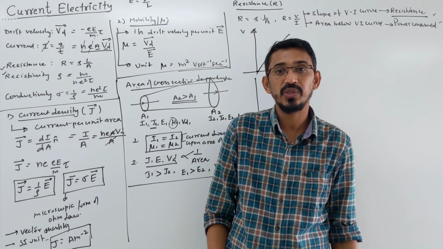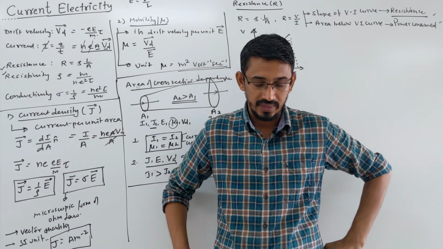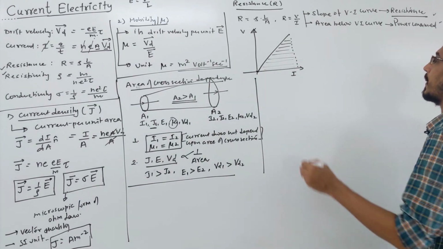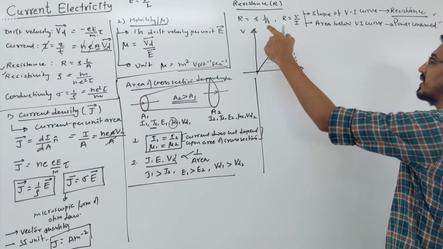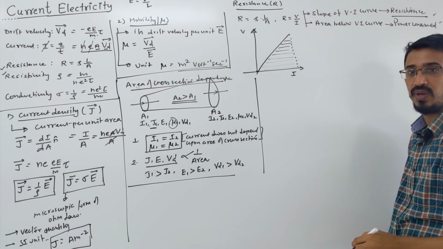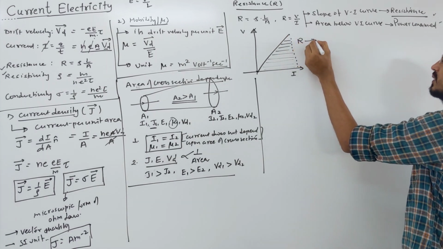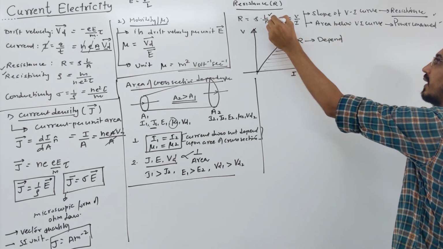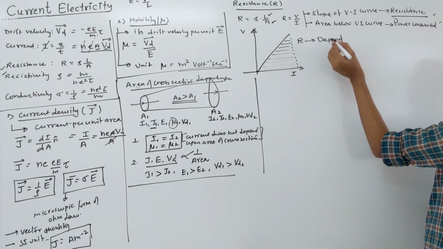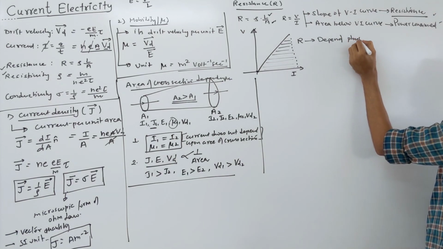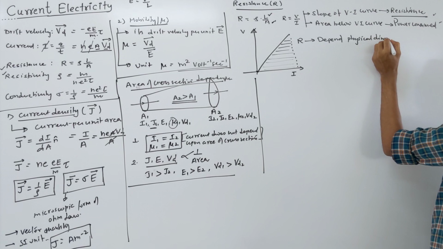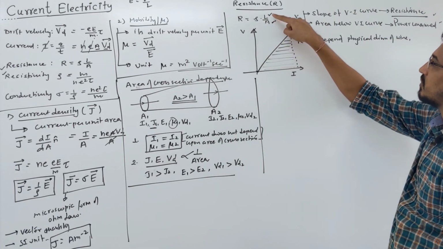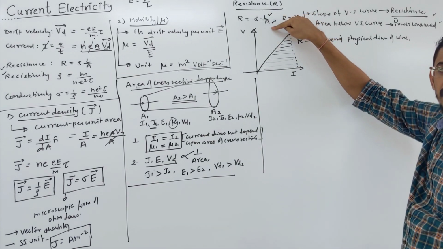Now, after this, I will do small shortcut questions. Some very important shortcuts I will discuss with you. They ask questions based on resistance. First let me tell you what resistance depends upon and what it does not depend upon. Resistance depends on length and area, which are called the physical dimensions of the wire.